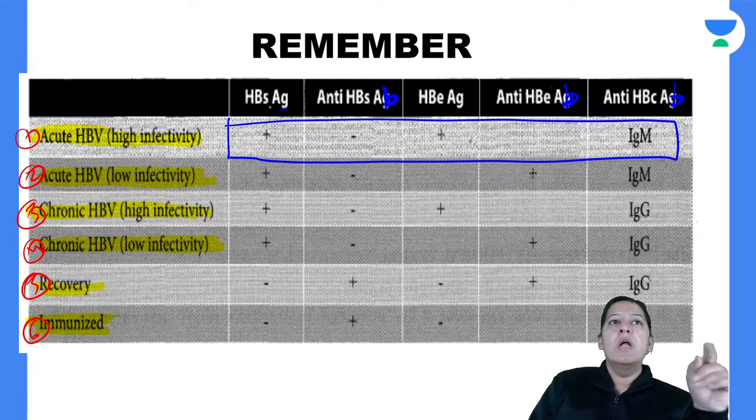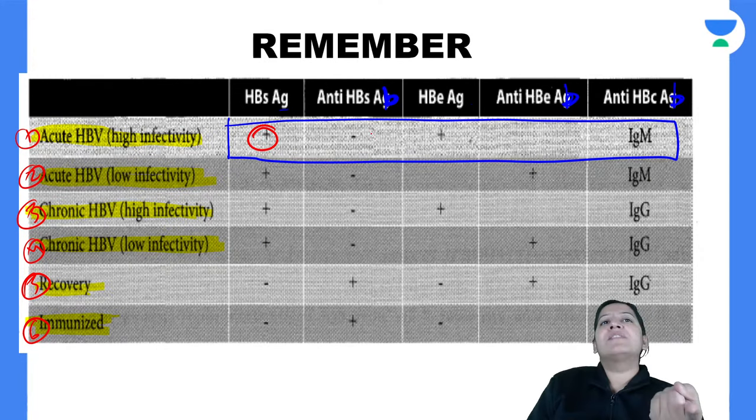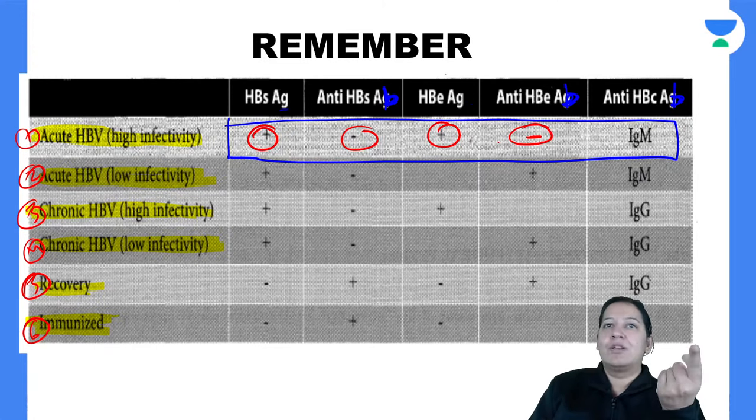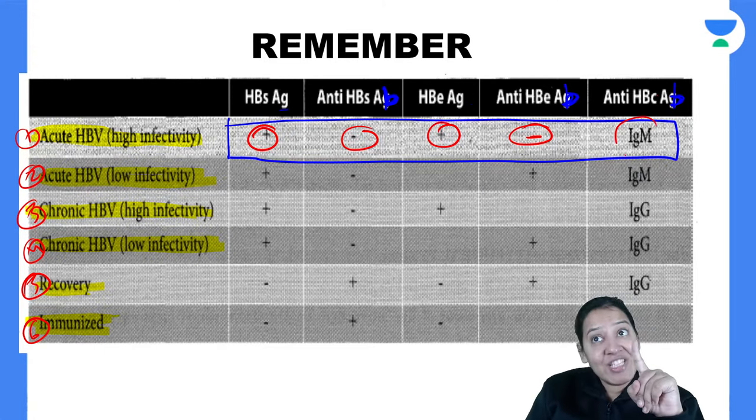Okay, I will read it for you. Hepatitis S antigen is present, so of course antibody is absent. Both cannot be present. E antigen is present, antibody is absent. Both cannot be present. And from C, IgM is present.